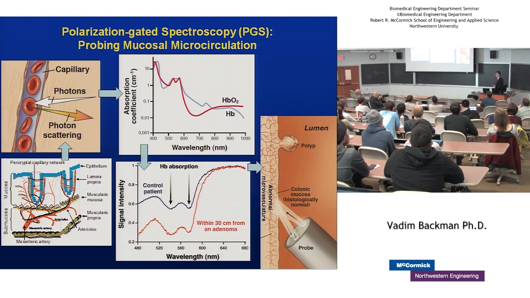And another example, looking at microvasculature. We use polarization-gated spectroscopy to look at microvasculature, essentially capillaries and small arterioles, at different portions of the tissue. And one of the key applications is understanding neoangiogenesis and changes in microvasculature in the initial stages of carcinogenesis.